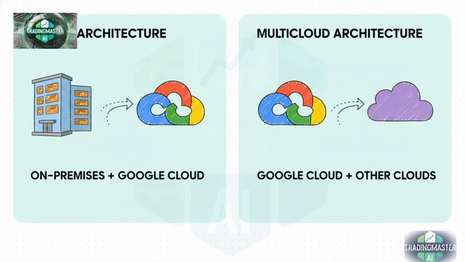There are really two main flavors here. You've got hybrid, which is where you connect your own on-premises data centers to Google Cloud, and then you have multi-cloud, which is where you connect Google Cloud to another public cloud provider like an AWS or an Azure. It's a simple distinction, but a really important one. Hybrid is on-prem to cloud. Multi-cloud is cloud to cloud.